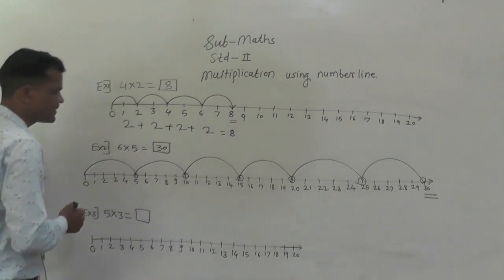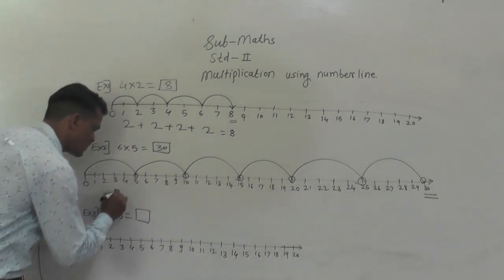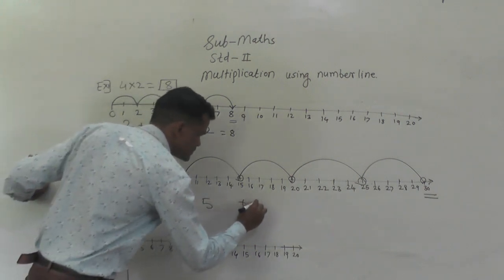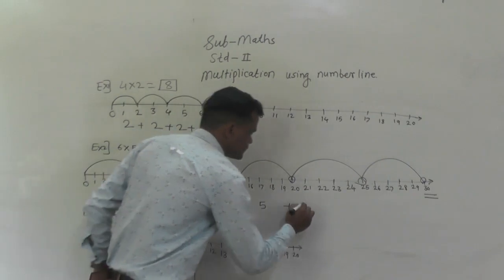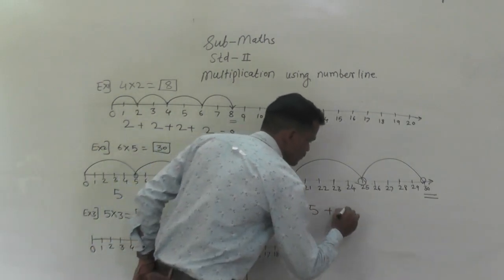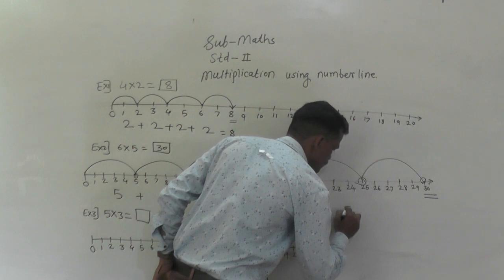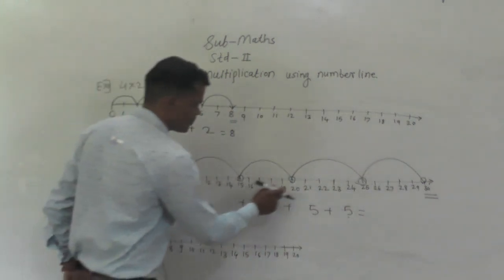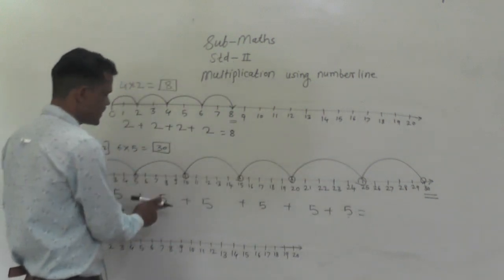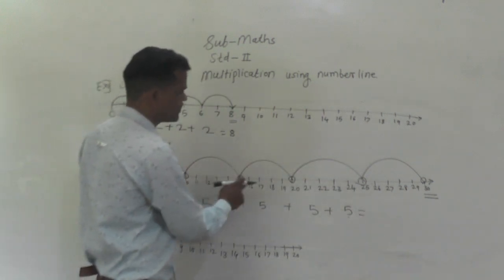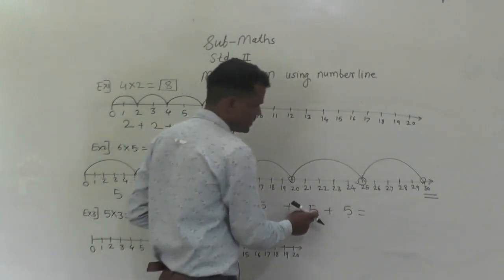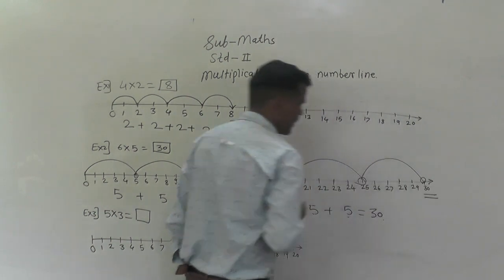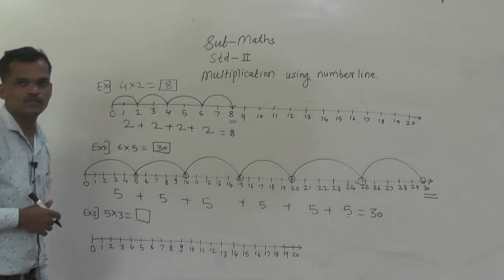You can write the addition fact for this: 5 plus 5 plus 5 plus 5 plus 5 plus one more time 5. See here, how many times did we add? 1, 2, 3, 4, 5, 6. 5 plus 5 is 10, 10 plus 5 is 15, 15 plus 5 is 20, 20 plus 5 is 25, and 25 plus 5 is 30. So 30 is the answer. Like this you have to solve this example.